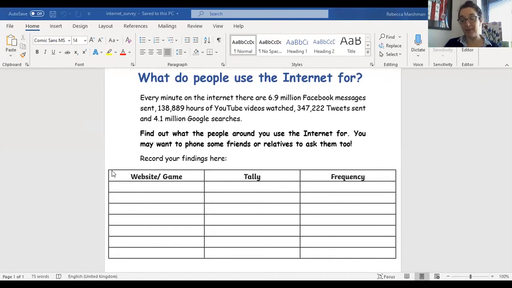So because there's not that many people in your house at the moment, it'd be different if we were at school. We could ask all of our classmates and lots of teachers what they use the internet for. But because you're at home, I'd like you to ask your grown-ups and any brothers and sisters that you've got. And then maybe you might want to pick up the phone and phone some of your relatives or your friends and ask them what they use the internet for, to see if you can get a really broad range of things that people use the internet for. And list here what websites or what games they use on the internet, and see if any of them appear more than once in your tally chart.